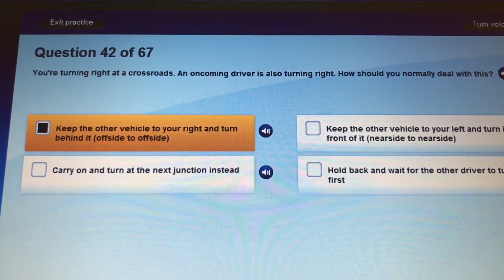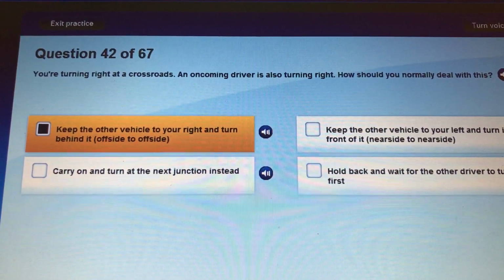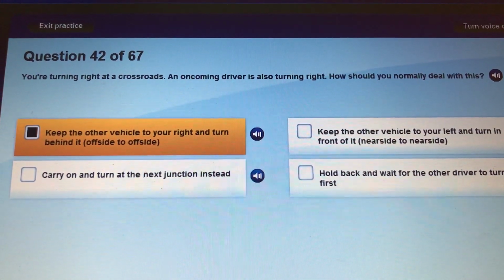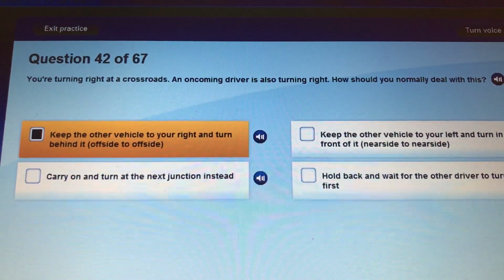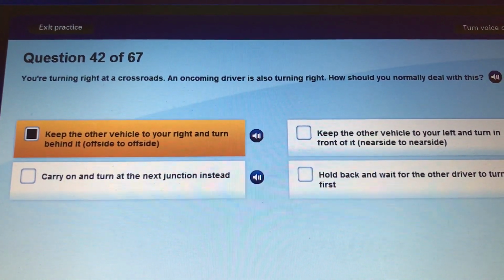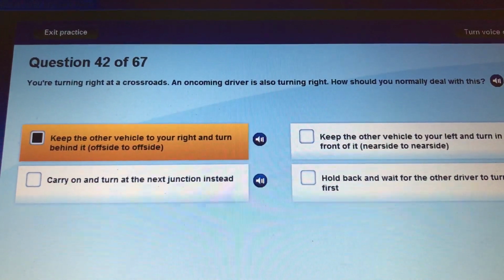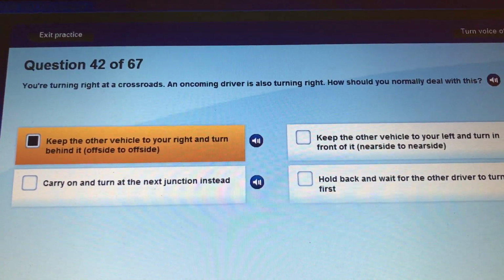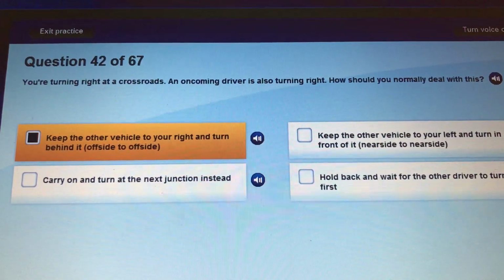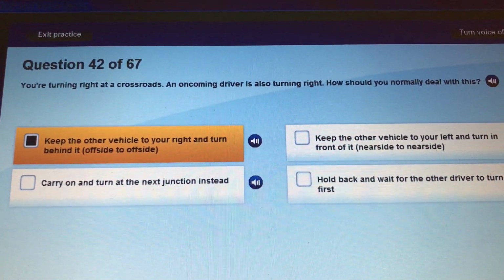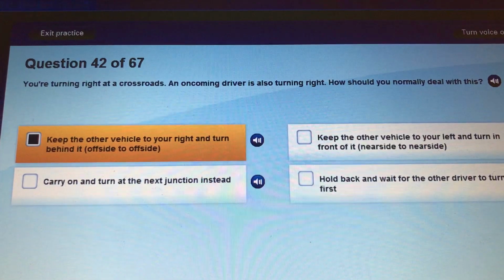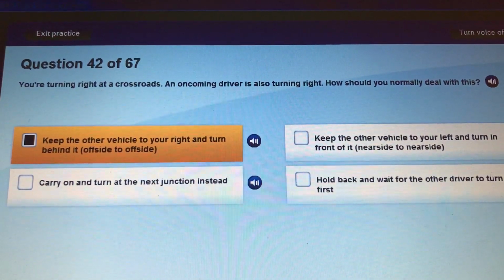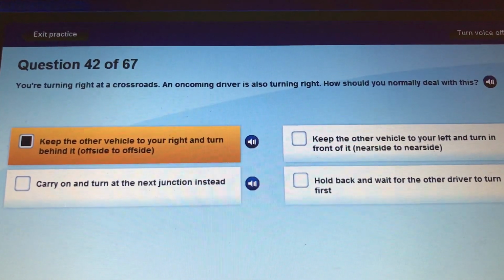You are turning right at a crossroad. An oncoming driver is also turning right. How would you normally deal with this? You want to turn right. From the opposite direction, the oncoming driver is also signaling to turn into the same side road where you are turning. So keep the other driver to your right and turn behind it. This maneuver is known as offside to offside.